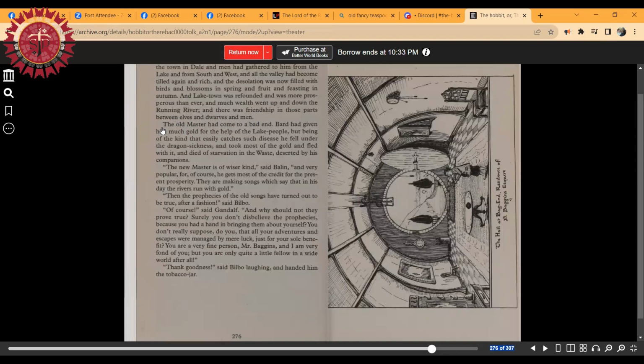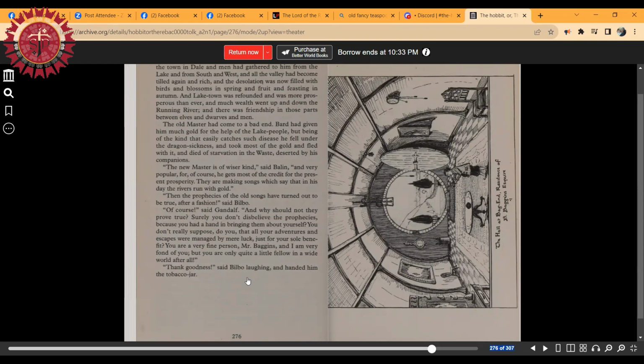Sure. The old master had come to a bad end. Bard had given him much gold for the help of the lake people, but being one of the kind that easily catches such a disease, he fell under the dragon sickness, and took most of the gold and fled with it, and died of starvation in the waste deserted by his companions. "The new master is of wizard kind," said Balin, "and very popular, for, of course, he gets most of the credit for the present prosperity. They are making songs which say that in his day the rivers run with gold."